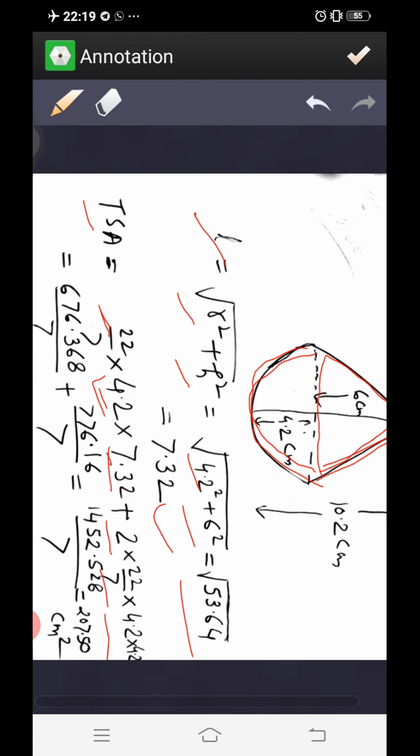So on solving the first part, we get 676.368 divided by 7, plus for the second part we get 776.16 divided by 7. Since the denominator is the same, the numerators can be added. So 1452.528 divided by 7. So we get the total surface area as 207.50.